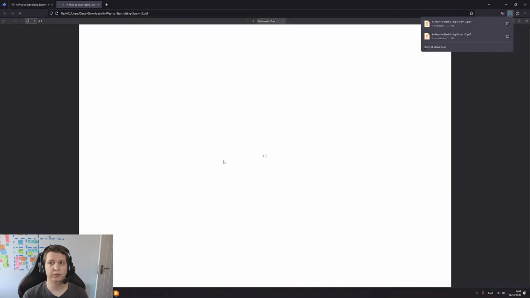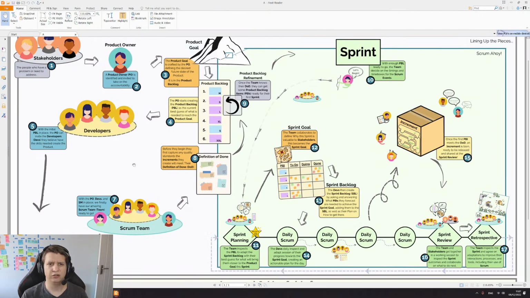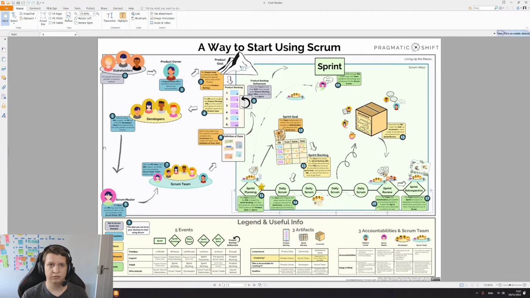Wonderful, 100% downloaded. Now, I've created one earlier, so I'm going to open it in Foxit PDF Reader just so it's a bit easier to read. And this is what it looks like. This is the big picture with everything covered. You've got the overall journey right here, numbered, etc. You've got a little legend with some useful reference information at the bottom as well.